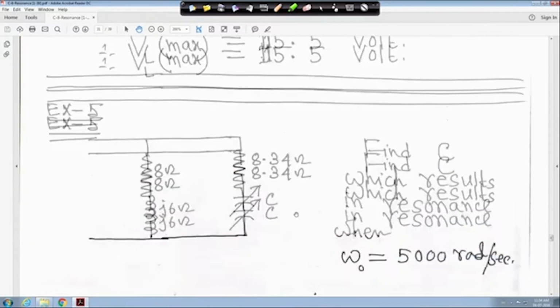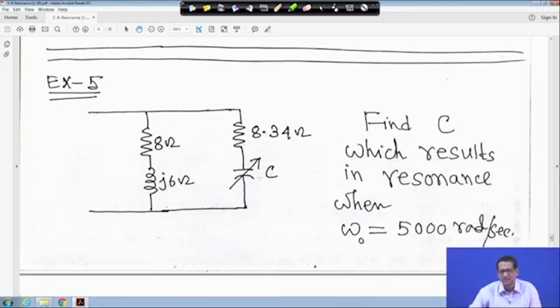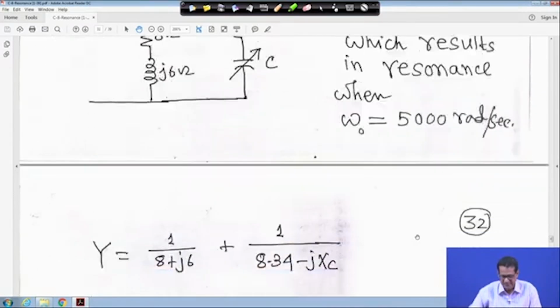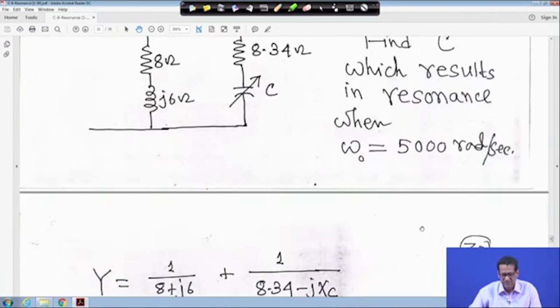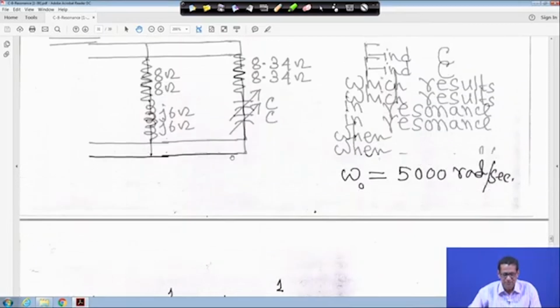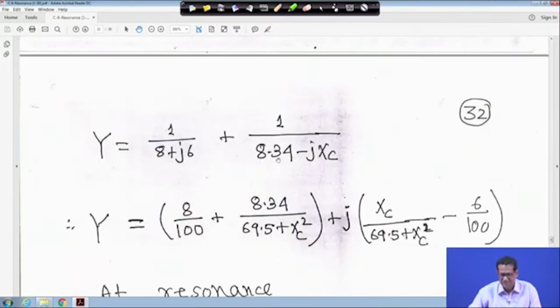Now example 5. In this case there is a parallel circuit. This is an inductive branch, 8 plus j6 ohm, and this is a capacitive branch, 8.34 ohm, but C is varying, so XC is varying. You have to find C which results in resonance when omega 0 is equal to 5000 radian per second. This problem is very simple. Omega 0 is given, and it is a parallel circuit. So Y is equal to 1 upon (8 plus j6) plus 1 upon (8.34 minus jXC). So this is the Y.